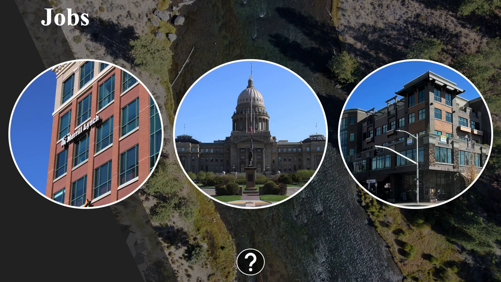Oregon State University Cascades is located in Bend. Boise State University is located in Boise, and Montana State University is located in Bozeman.